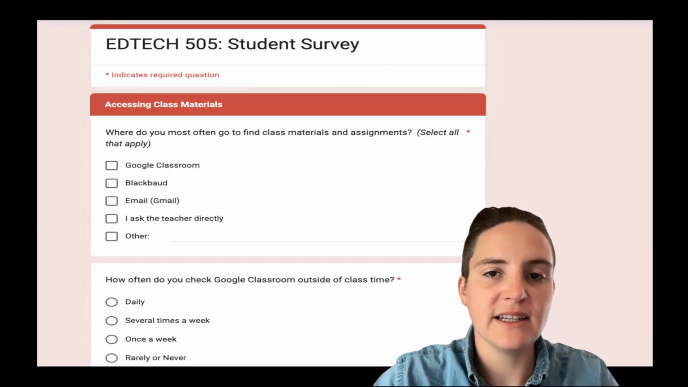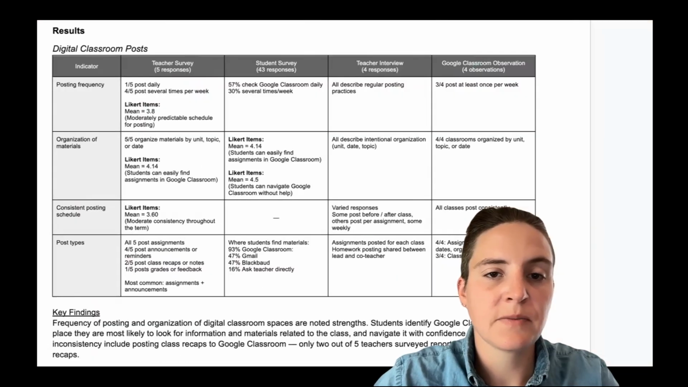I collected my data through teacher and student surveys, including multiple choice, Likert scale, and open response questions, teacher interviews, and observations of teachers' digital classroom spaces using a checklist. After collecting my data, I completed a narrative report that communicated my findings. Completing this project helped me build my skills in determining what an effective evaluation plan looks like and how to build an evaluation that determines the effectiveness of educational technology in a school environment.